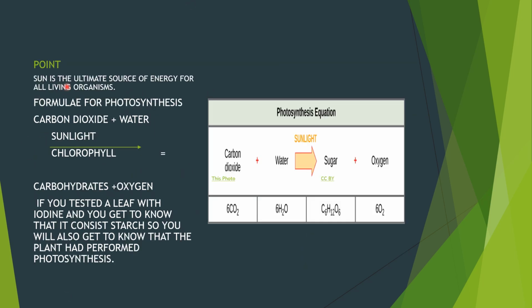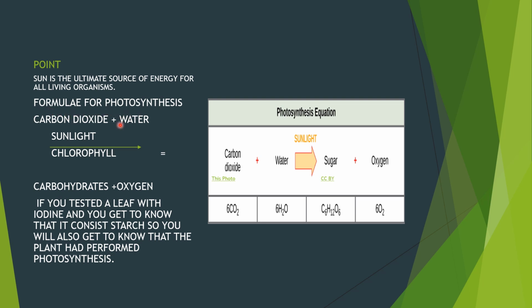Moving to the next point: the sun is the ultimate source of energy for all living organisms. As we saw in the previous slide, the green pigment in leaves takes in the sunlight. This is because for the process of photosynthesis we obviously need sunlight. Without sunlight, sun rays, no photosynthesis is going to happen. So that's the reason the sun is the ultimate source. The main source is the sun.